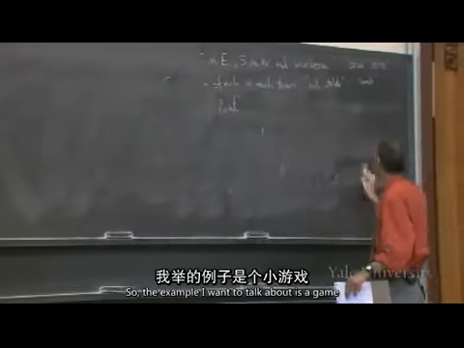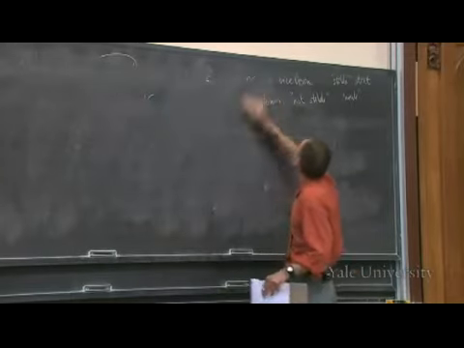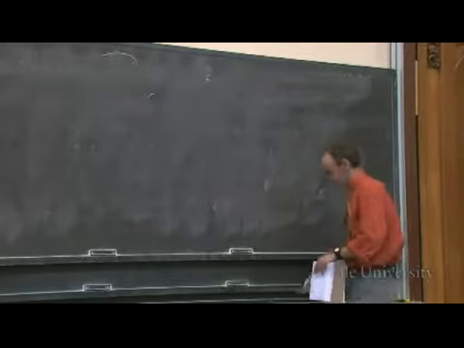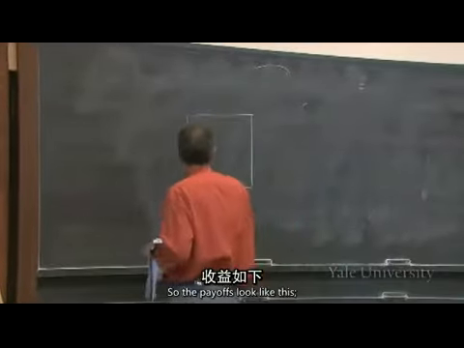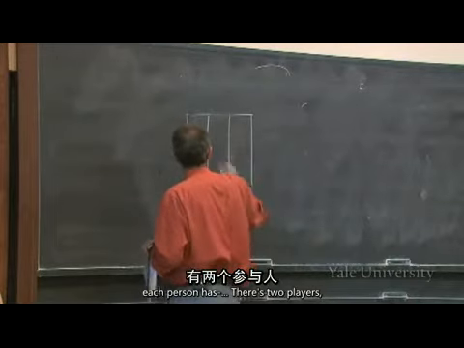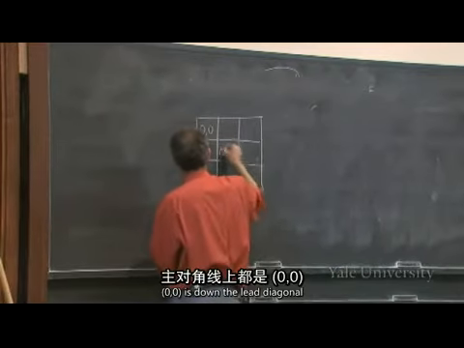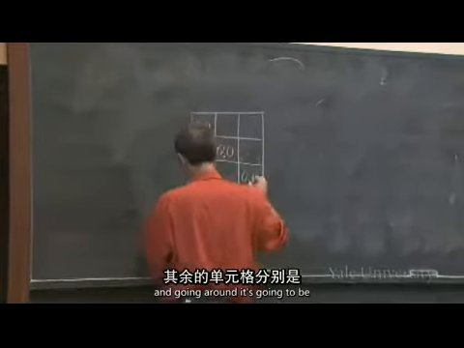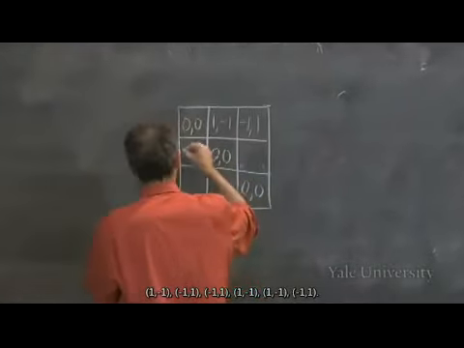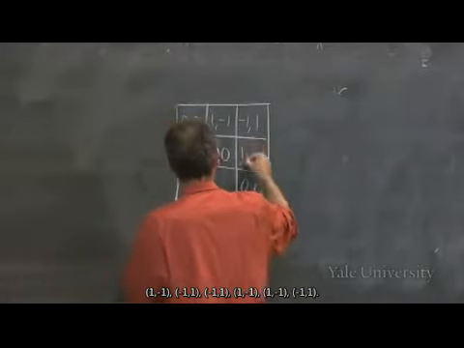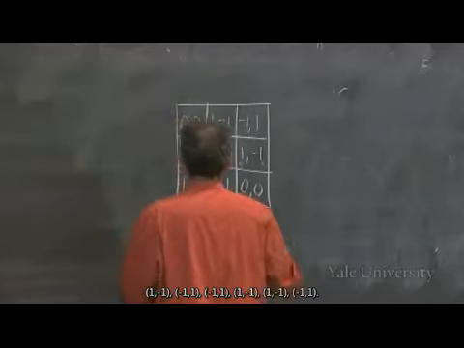So the example I want to talk about is a game that I think is familiar to a number of you. But I'll put up the payoffs and see. So the payoffs look like this. There are 2 players. Each of them has 3 strategies. And the payoff matrix looks as follows. 0, 0 is down the lead diagonal. And going around, it's going to be 1, minus 1, minus 1, 1, minus 1, 1, 1, minus 1, 1, minus 1, minus 1, 1.